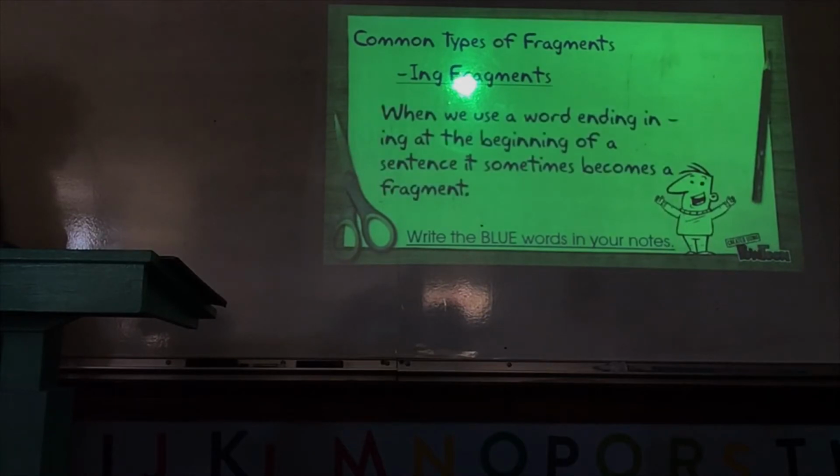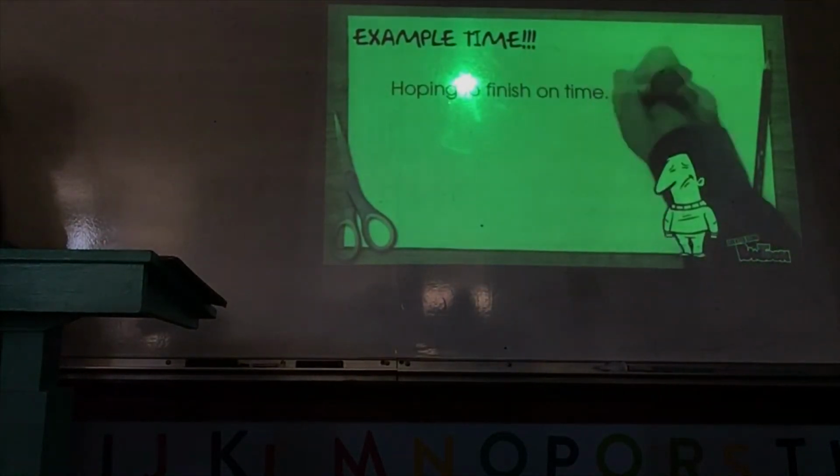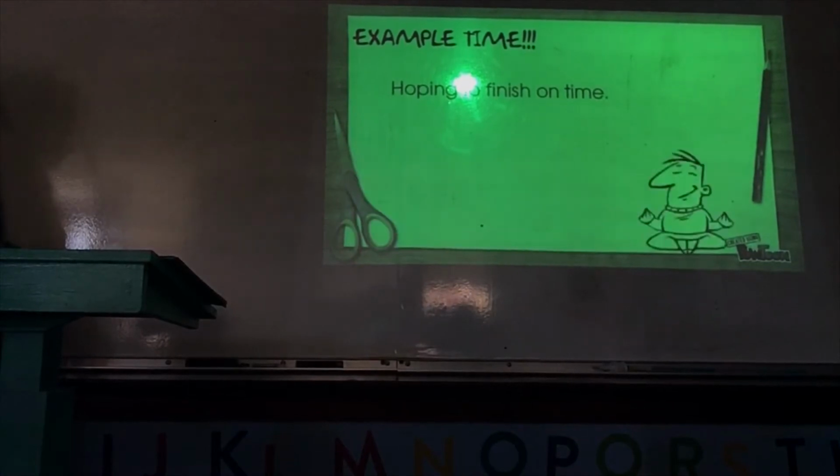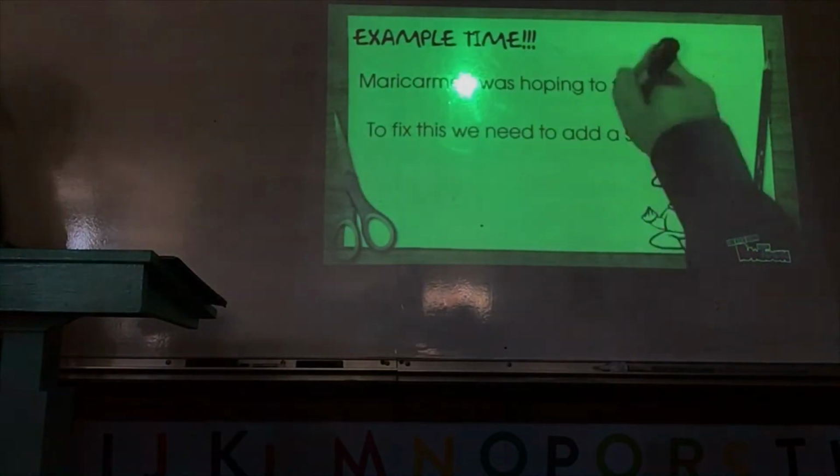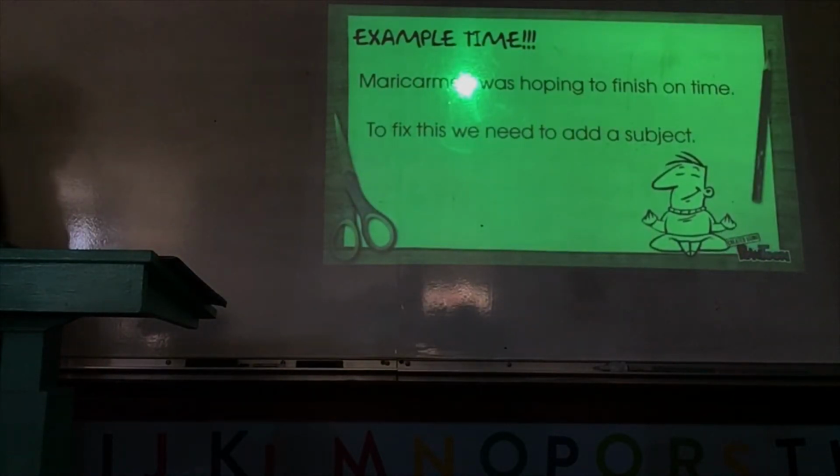The next common fragment error is called ing fragments. This is when we use a word ending in ing at the beginning of a sentence, causing it to become a fragment. For example, hoping to finish on time. How do we fix them? Well, we add our subject, Mari Carmen, a linking verb, was, and the rest, hoping to finish on time. Make sure you're paying attention.